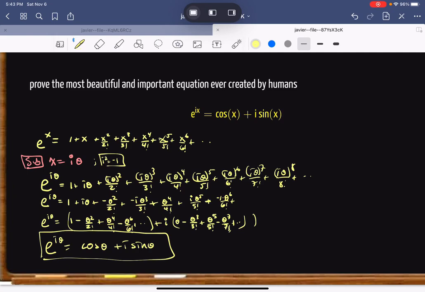Trying to explain what it's useful for would be like a whole different lecture. Trust me for now, or trust the Google, it is the most beautiful equation ever written by humans.